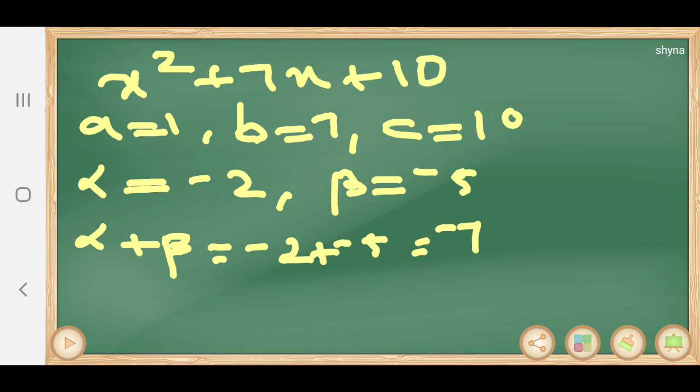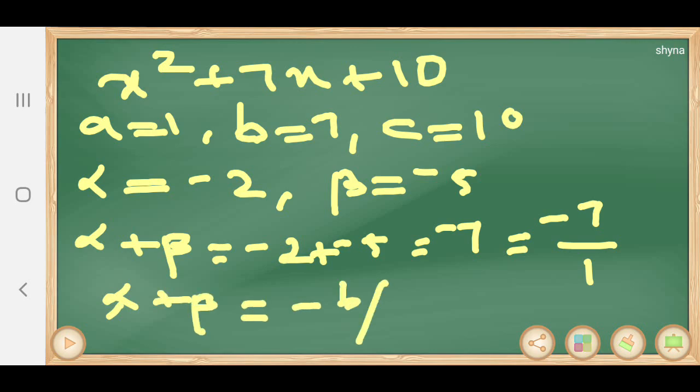Then is it minus b by a? What is b? 7, by what is a? 1. Is minus 7 by 1 equal to minus 7? That is, we can write here alpha plus beta equals minus b by a.